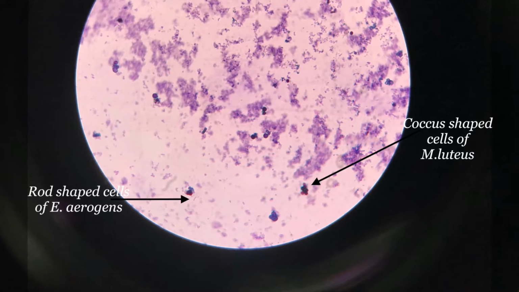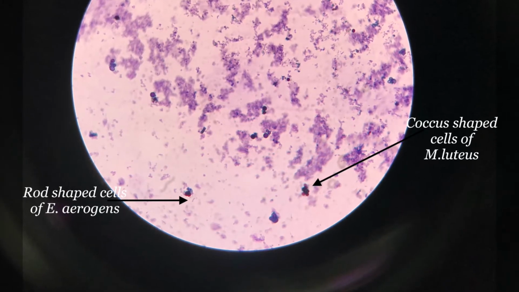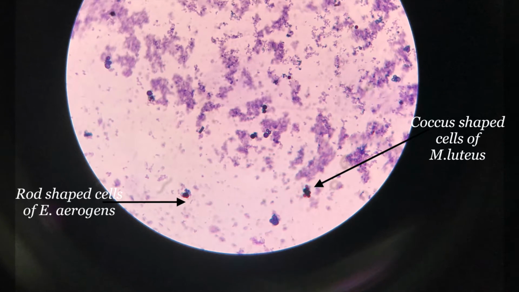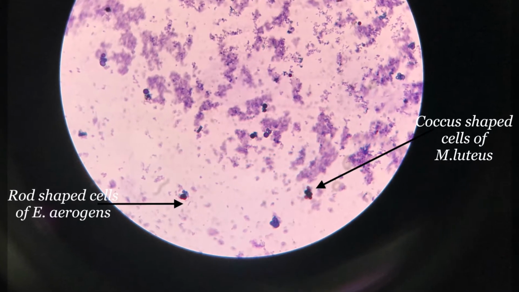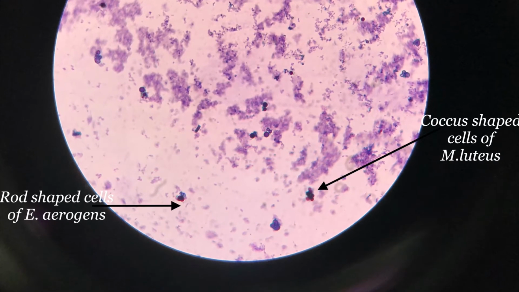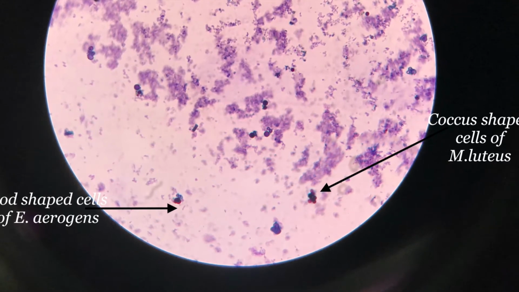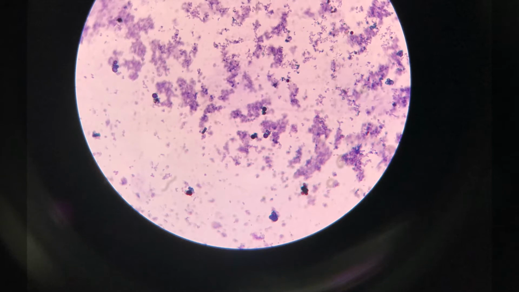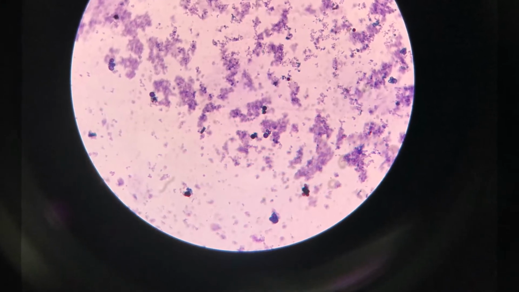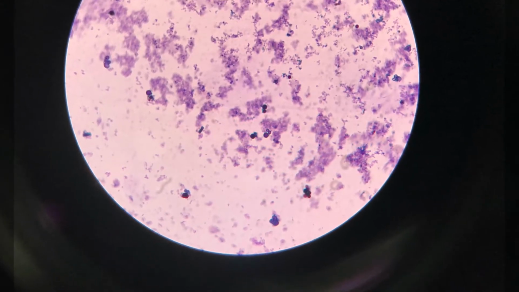This is a directly stained slide. The cells are colored and the background is colorless. You could see coccus-shaped cells of M. luteus and rod-shaped cells of Enterobacter aerogenes. And all those purple stuffs are the dye left after staining. I'll be providing an unlabeled version of this one. This is for you guys to label and submit along with the lab report.